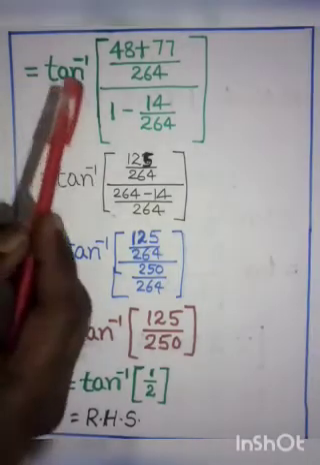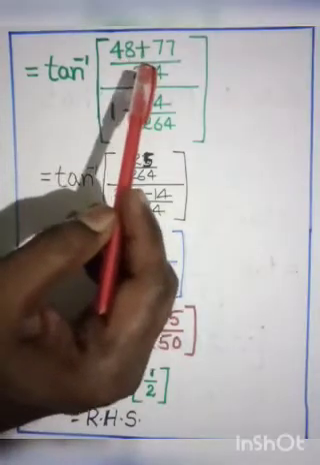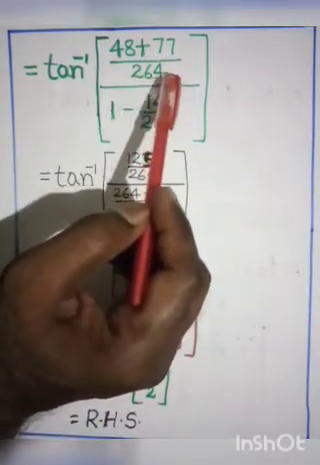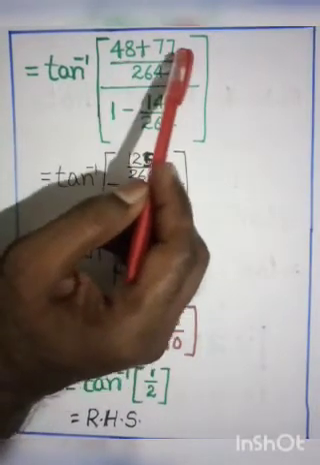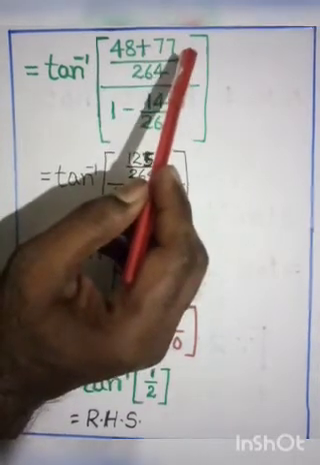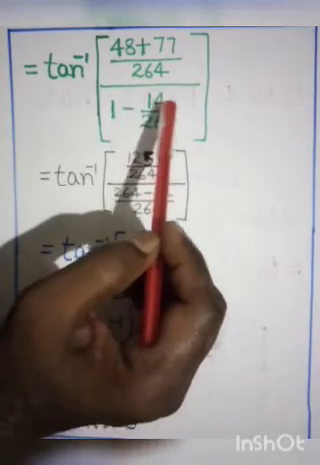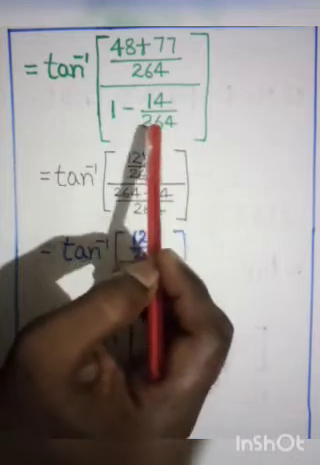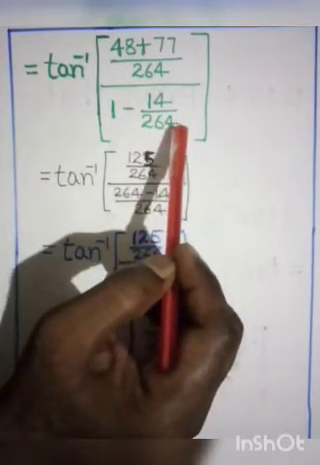That is equal to tan inverse of, if you take the LCM of 11 and 24, we get 264. So we wrote here 264. In the numerator, you get 48 plus 77 whole divided by 1 minus 2 into 7. We get 14 in the numerator divided by 11 into 24. You get 264 in the denominator. Understood this step, my dear children?